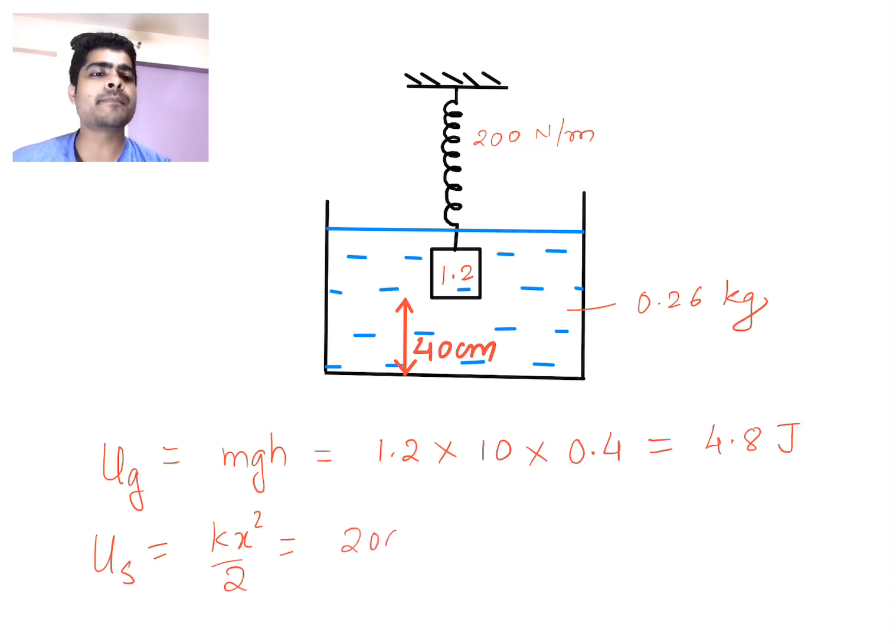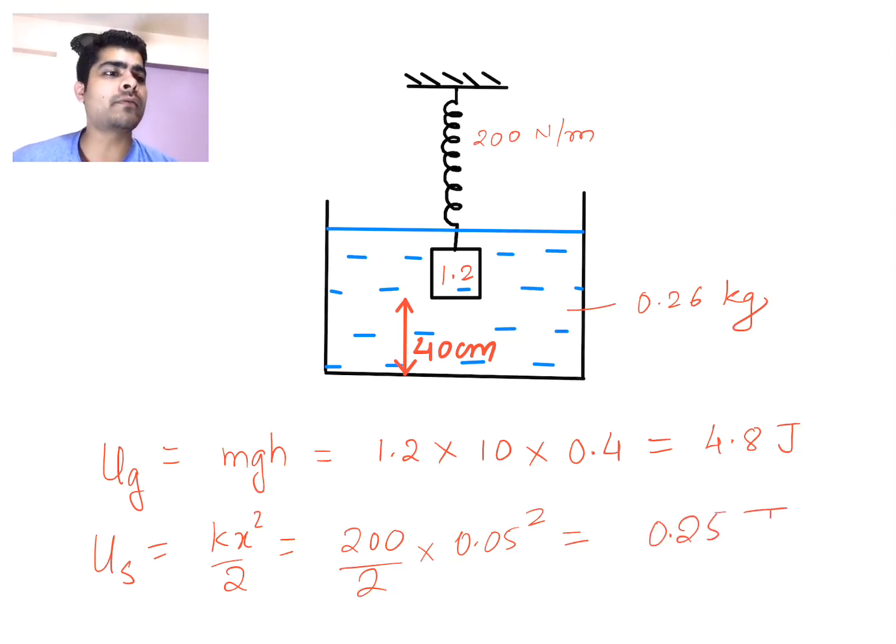Alright, so now we can write the potential energy of the spring, that is kx squared by 2. So k is 200 divided by 2 into x is 0.05 whole square. So this is equal to 0.25 joules. So this is the total mechanical energy of the system right now, which will be lost once the spring gets cut from the top. So this much energy will be absorbed as heat. So heat will be now sum of 4.8 and 0.25.